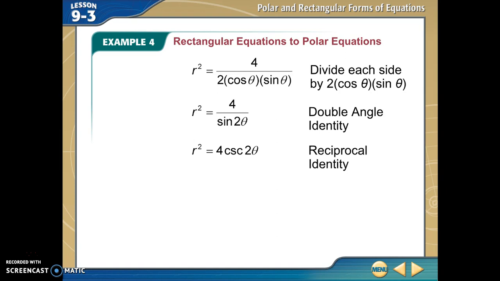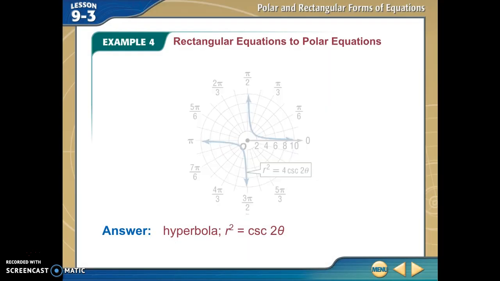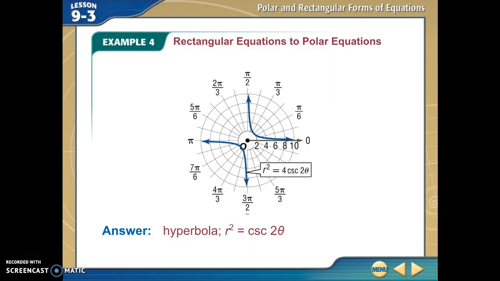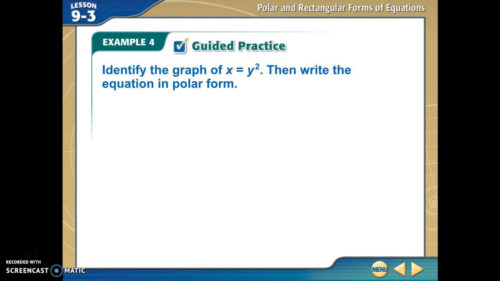This is hard to see, but this is our double angle identity for sine. So 2 cosine theta sine theta is going to reduce into sine of 2 theta. And then when we have the reciprocal, something over sine, that is cosecant. So this is our final answer. If you get to this point, then that's probably fine as well, if you don't see that it's the double angle identity for sine. If we were to graph it in polar form, we would get the same graph that we got when we did it in rectangular.